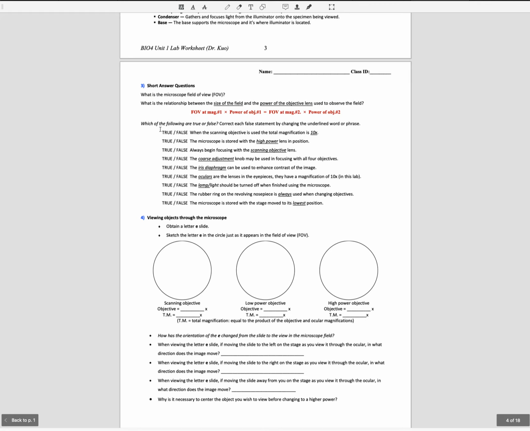For the summer 2020 folks, you don't have to worry about these true-false questions, because that's going to be on the stuff that you won't get to experience hands-on.